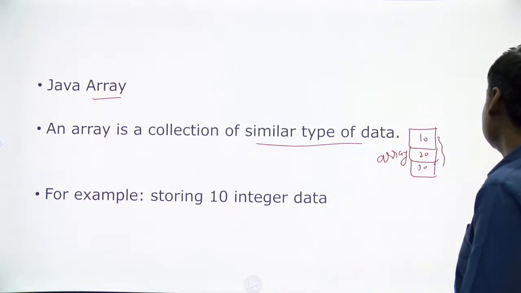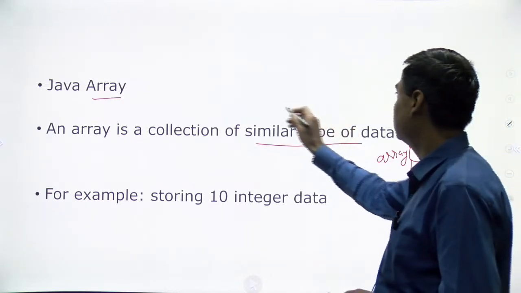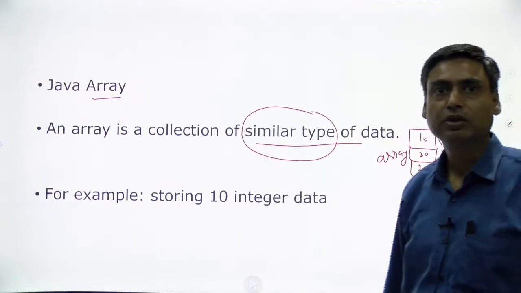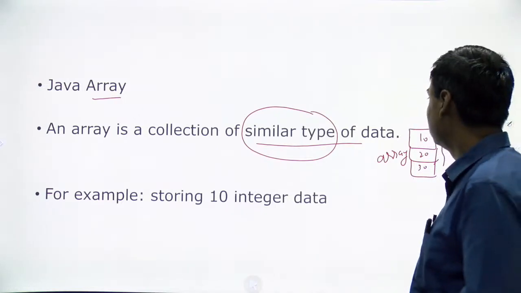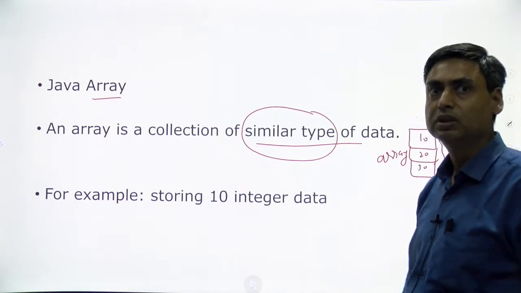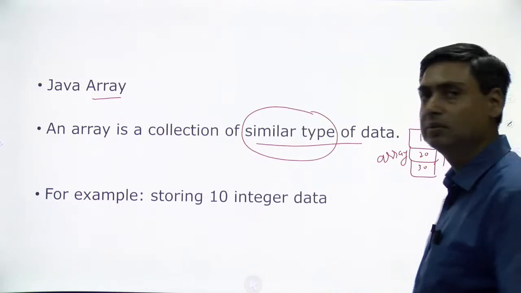So basically we can say that an array is of a similar type of data. Different types of data are not included in the array. Suppose one element is a character and one element is a float, which is not part of the array. Array means only similar type of data.